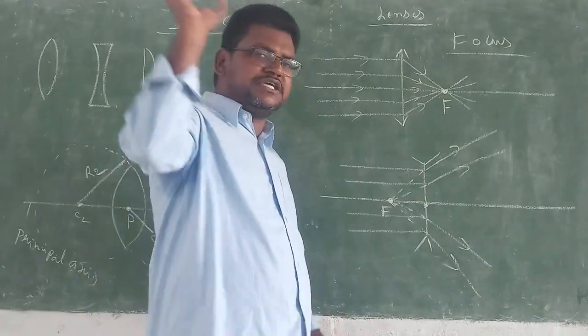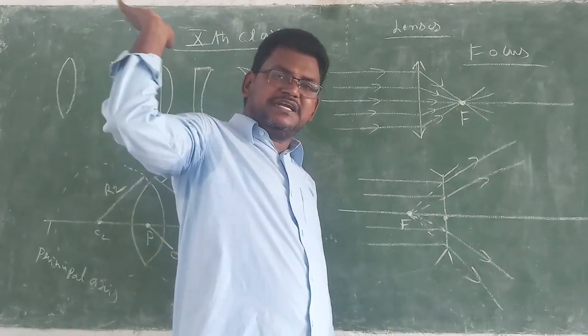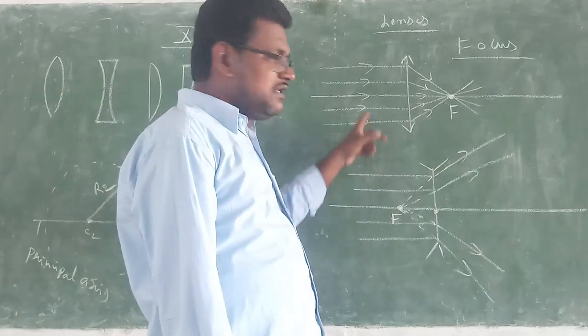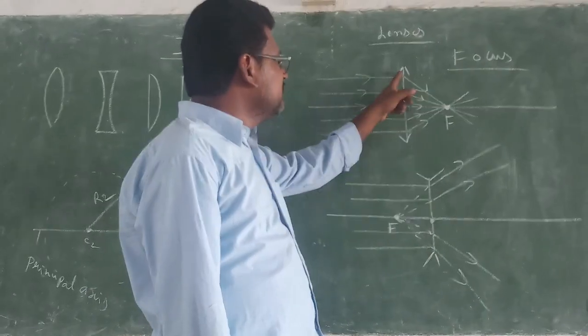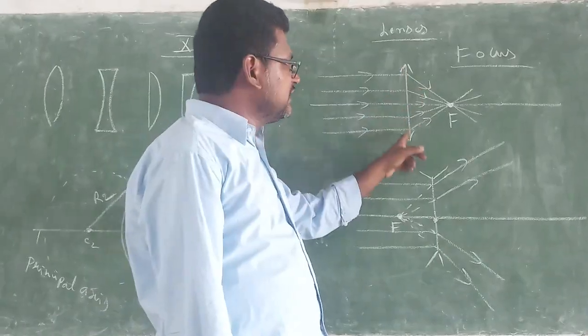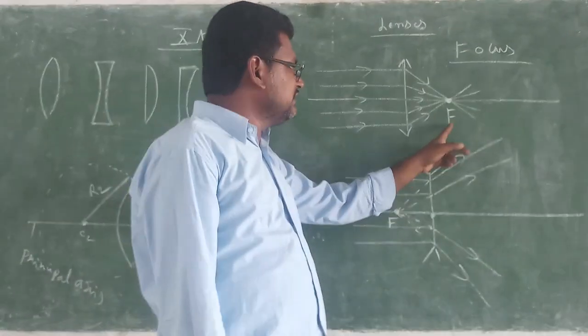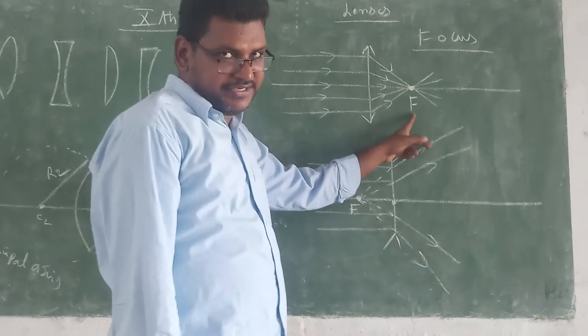If the object is at an infinite distance, the light rays coming from it are almost parallel to each other, and here parallel to the principal axis also. After the refraction, the convex lens can converge all those refracted light rays at one point, and that point is called a focus or a focal point.